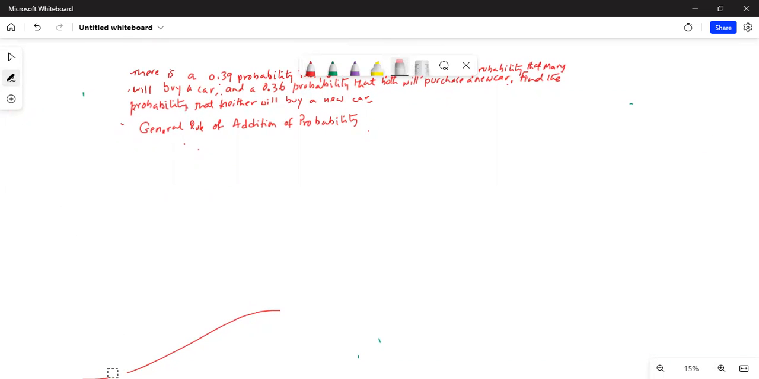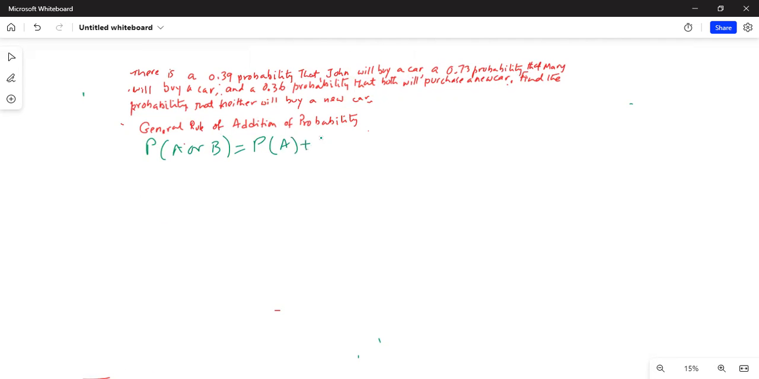So we are going to use the general rule of addition of probabilities. It says the general rule of addition of probability: P of A or B is equal to P of A plus P of B minus P of A and B.